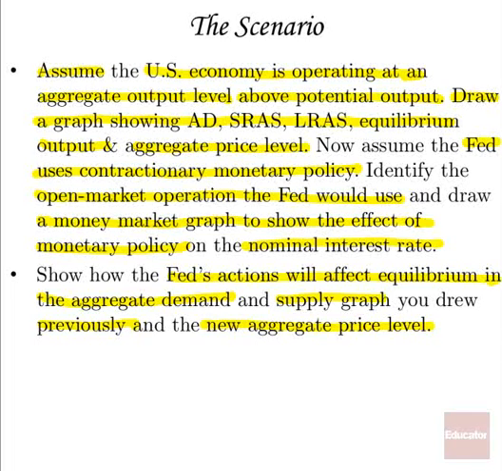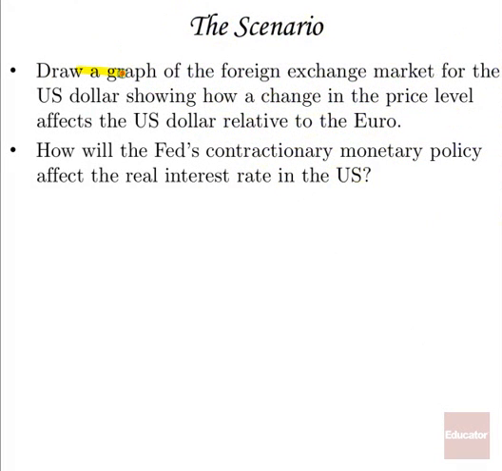We're going to go even further here. Draw a graph of the foreign exchange market for the US dollar, showing how a change in the price level affects the US dollar relative to the euro, and how will the Fed's contractionary monetary policy affect the real interest rate in the United States. If you're able to get this down and draw it on one graph, no problem, then you're well on your way to a 5 on the AP macro.